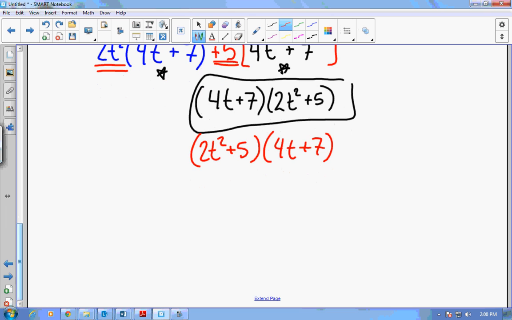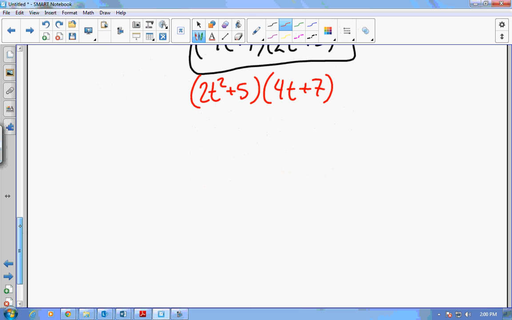Example 4. Factor this. If you notice there are 4 terms, your automatic thought should be, let's go to factor by grouping. If there are 3 terms, you would try the X box.